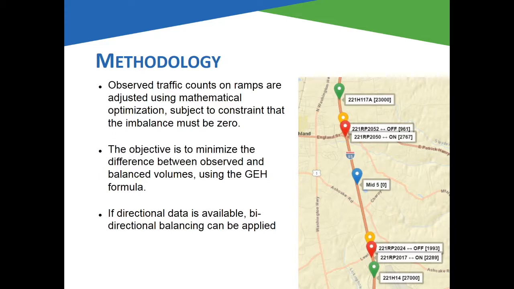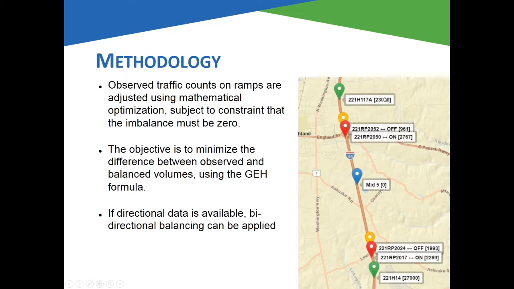We observe these traffic counts on the ramps and adjust them using mathematical optimization. And the objective is to make sure that the mainline counts at the top and the bottom, that's in the green, are the ground truth in this. So if you counted 23,000 vehicles at the top here, and at the bottom you counted 27,000 vehicles, then all the other counts along the route, no matter how many ramps you have on or off, they must balance so that those two values are met.